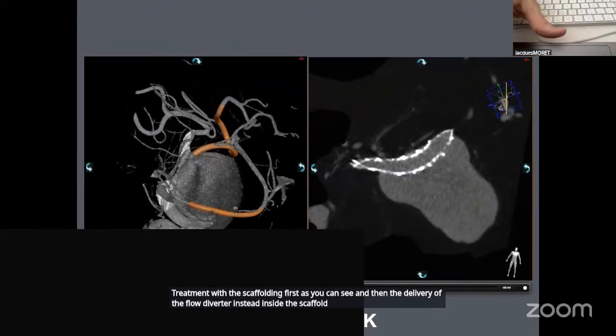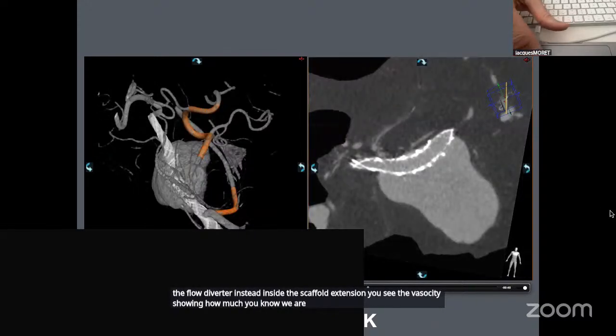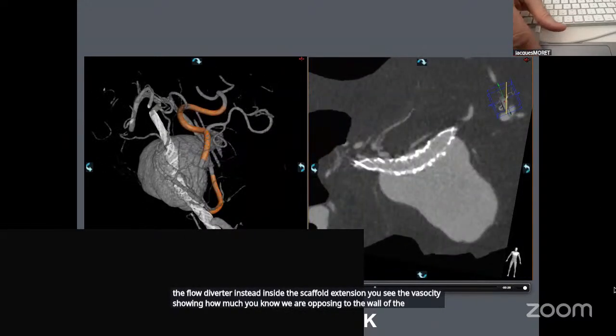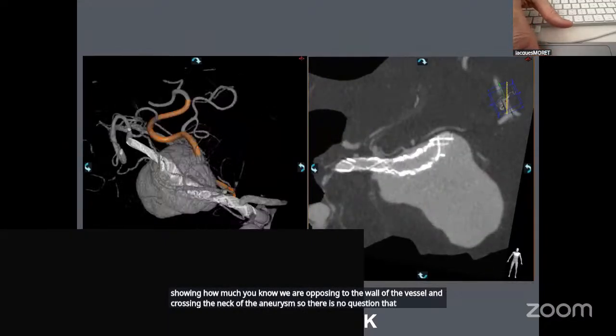This is the vasocity showing how much we are opposing to the wall of the vessel and crossing the neck of the aneurysm. So there is no question that you can do wonderful things.